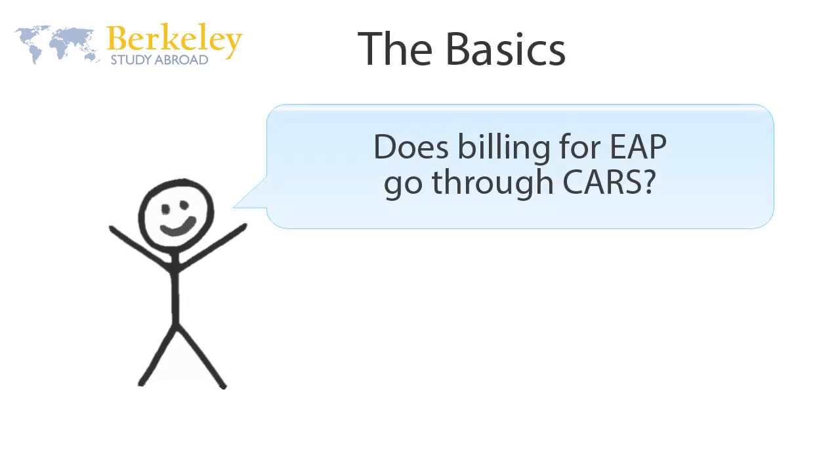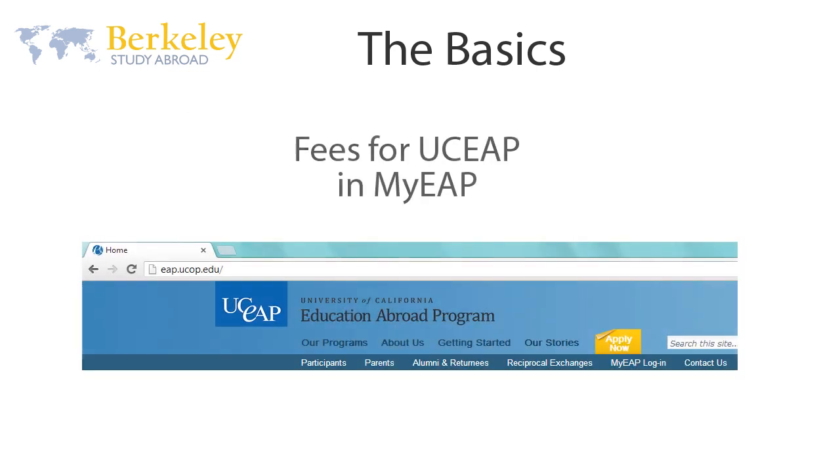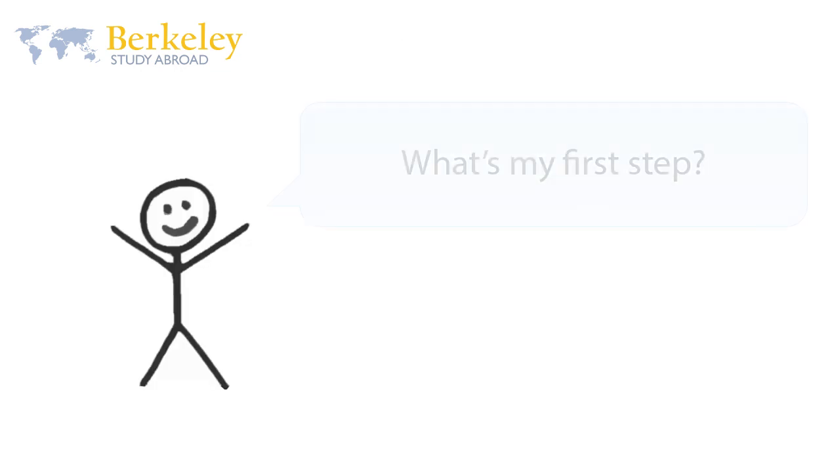Does billing for UCEAP go through the Berkeley CARS system like I'm used to? No. With the exception of ship insurance, no fees for EAP will be billed through your Berkeley CARS account. Instead, all fees for UCEAP are billed through your MyEAP account. We'll talk more about how payments work later in this orientation module.